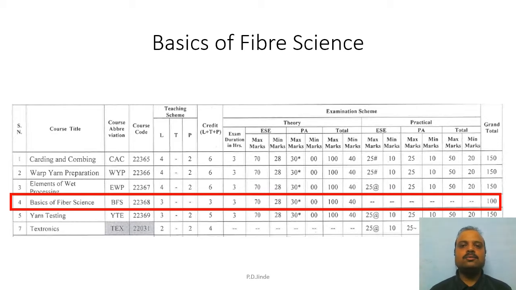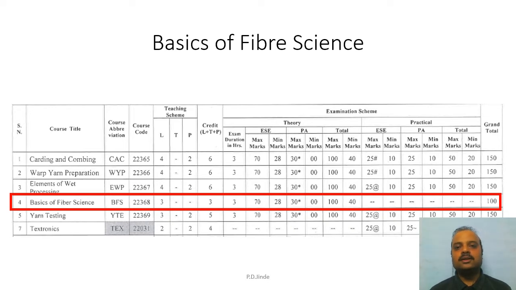On your screen you would be able to see the red box. This highlights the course details. For example, the abbreviation of this course is BFS. This course carries a total of 100 marks. The total 100 marks is distributed into a theory section because it does not carry any kind of practicals.